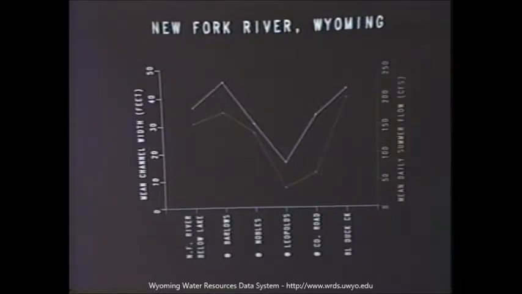In fact, the white line, the flow, virtually parallels the changes in channel dimension here in the New Fork system. So certainly a good example of channel response in a lower gradient type of system.